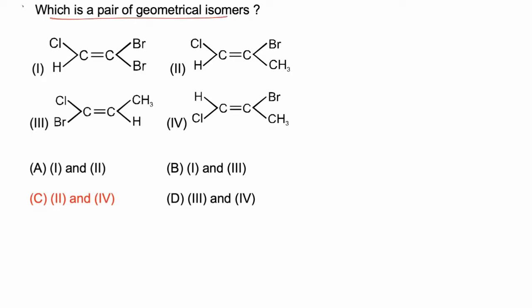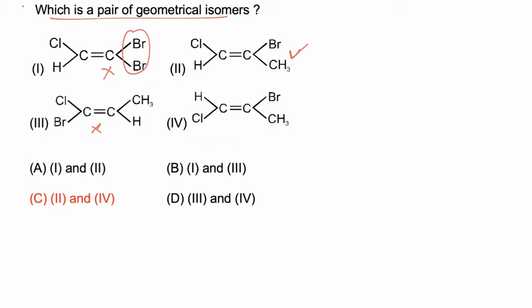Which is a pair of geometrical isomers? So in this question we have to find the pair which has a geometrical isomeric relation between each other. Now if we consider the first example and the second example, these molecules have different molecular formulas. In fact, this first compound will not show GI. Now the second molecule will show GI. The third molecule has a different molecular formula from the second, so second and third cannot be GI.